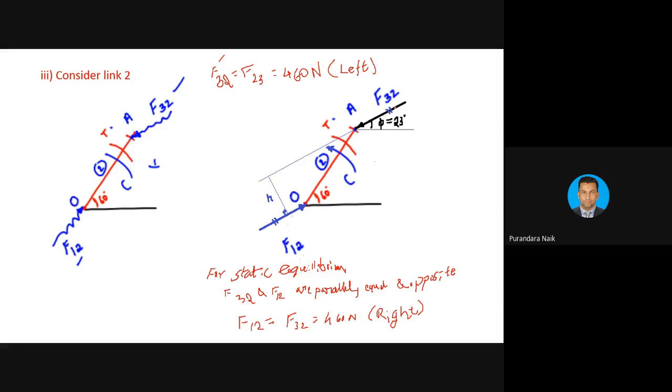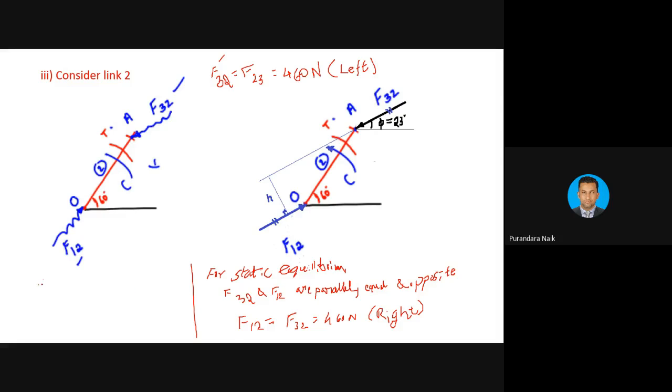Now, see, one force is acting like this, another force is acting like this, equal and opposite force. So these two forces will make a couple. That couple is C. C is equal to F12 into the perpendicular distance between these two forces. How to find out the perpendicular distance? You can extend F32 in this direction and draw the perpendicular line. So this is H. You mark the H. After that, you can find out the couple.